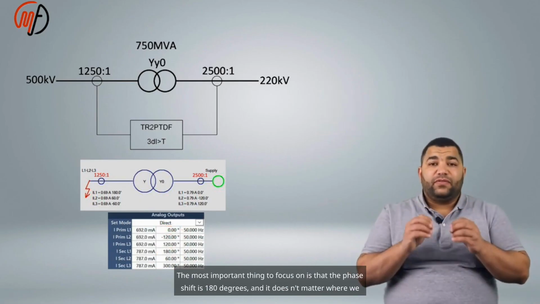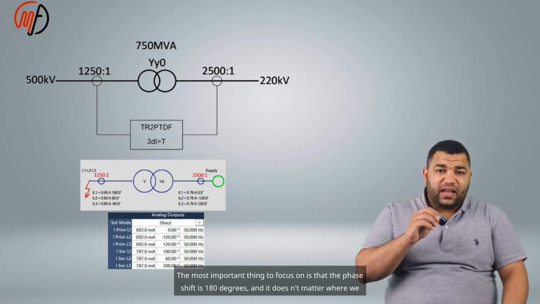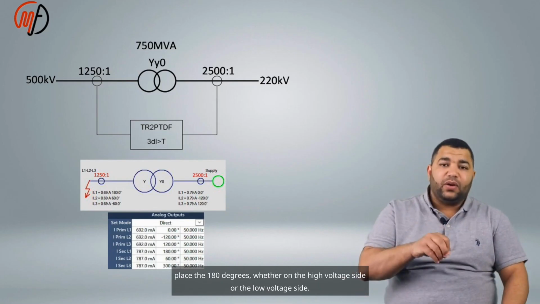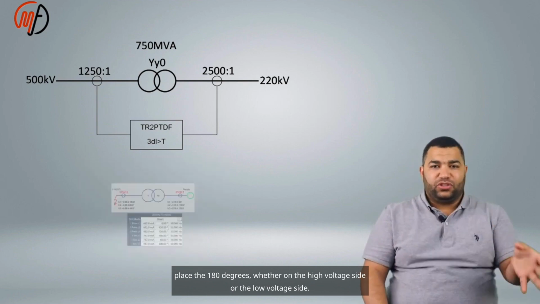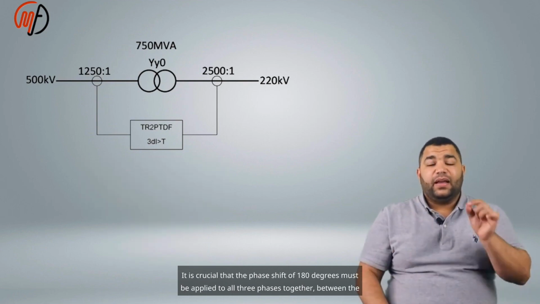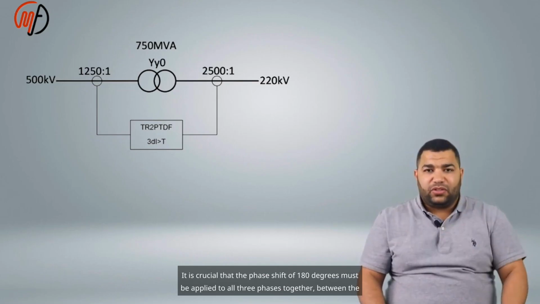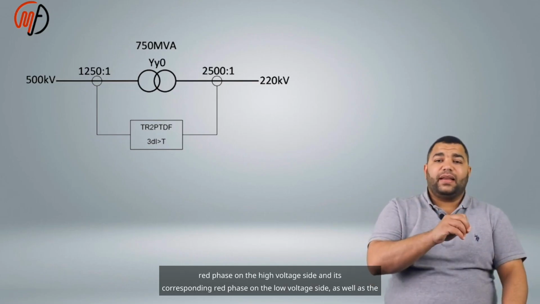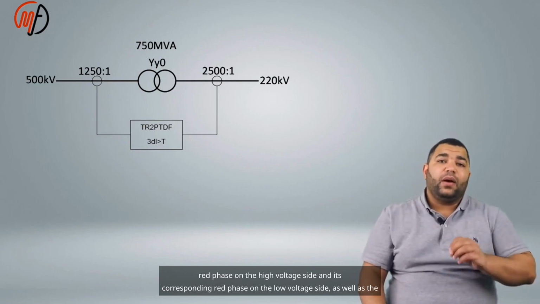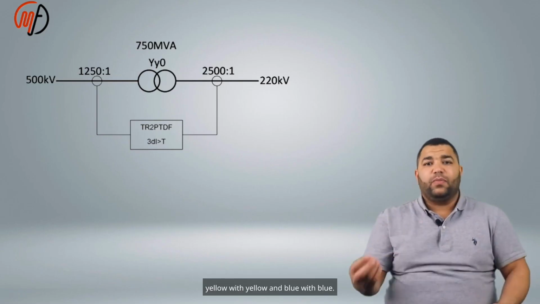The most important thing to focus on is that the phase shift is 180 degrees, and it doesn't matter whether we place the 180 degrees on the high voltage side or the low voltage side. It is crucial that the phase shift of 180 degrees must be applied to all 3 phases together, between the red phase on the high voltage side and its corresponding red phase on the low voltage side, as well as the yellow with yellow and blue with blue.